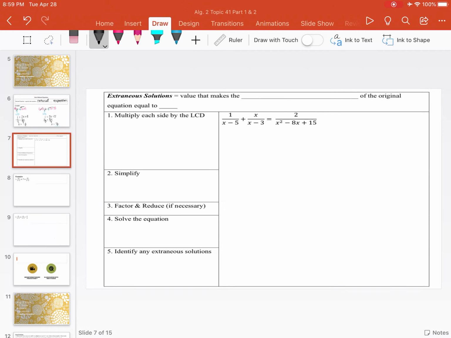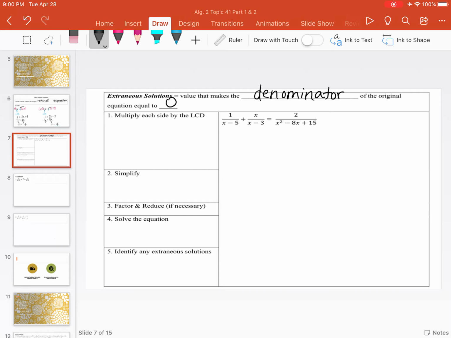So moving on, what is an extraneous solution? An extraneous solution is a value that makes the denominator of the original equation equal to 0. We don't want to have 0 in the denominator. That would make our value undefined.